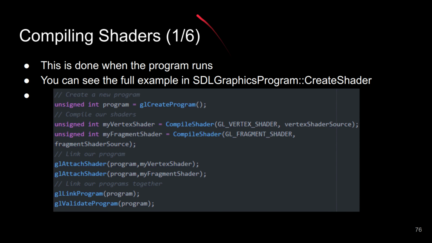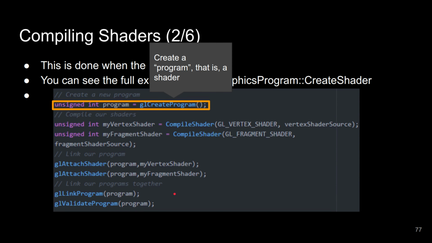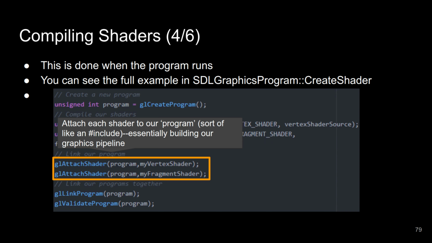Okay, so this slide sort of goes with it, but you're going to find in your support code this idea of compiling shaders. Okay, so this is done when the program runs. You can do it beforehand, but we're going to always do it while the program's running. So when our program starts, it's going to create this program here. That's our shader here. Compile the vertex shader, compile the fragment shader, attach them together into this program here, link them, check for bugs, and then we're done. Okay, so this is essentially creating our graphics pipeline here.